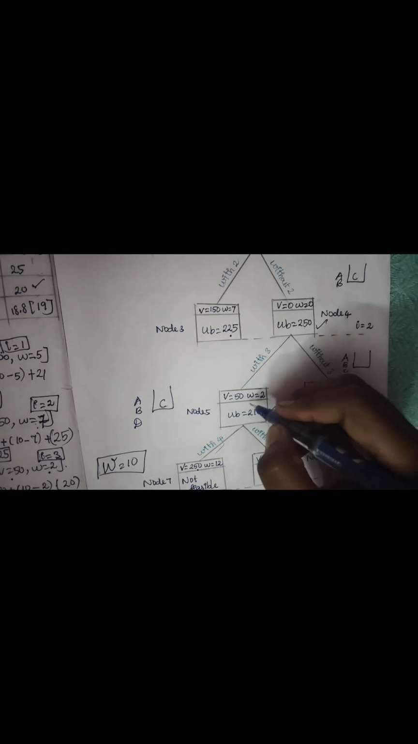Then I am moving on to node 8, without 4. So we are eliminating option D, item D here. So what is the value of V? We have added item C, so we have to continue the value of C here. So V is equal to 50 and W is equal to 2. Node 7 is not feasible, as I already told.